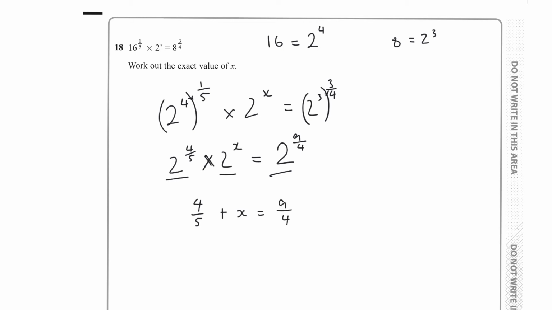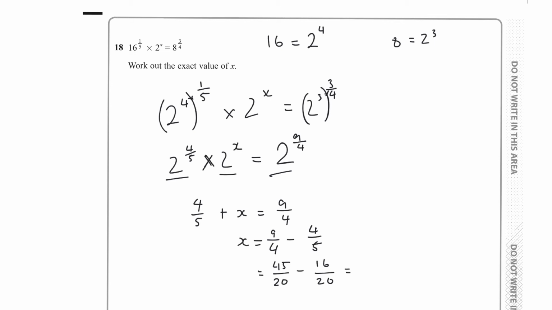Now to simplify this, we're going to bring the fractions to one side. So x is going to be equal to 9 over 4 minus 4 over 5. We want the denominators to be the same. So we're going to multiply the first fraction by 5 and the second fraction by 4. Then that would be 45 over 20 minus 16 over 20.